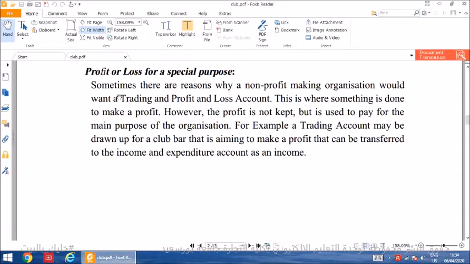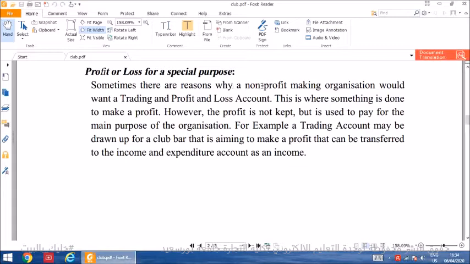Profit or loss for a special purpose. You must concentrate on a special purpose, profit or loss, not for the club as a whole. On the other hand, it's profit or loss for a special purpose.